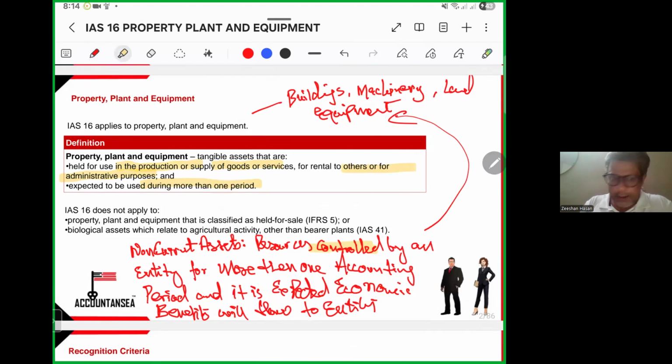Now, IAS 16 does not apply to property, plant, and equipment which are classified as held for sale, which we will look at in detail in IFRS 5. Nor does it apply to biological assets relating to agricultural activity other than bearer plants, which we will study in IAS 41 in detail.